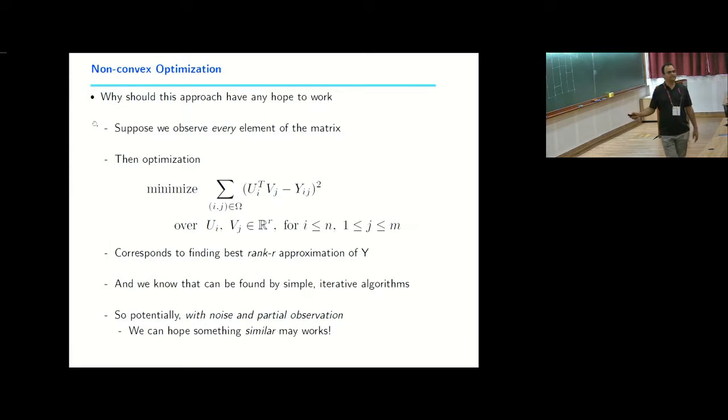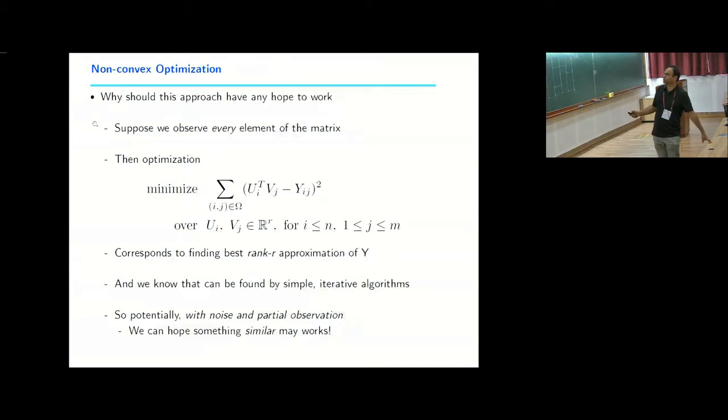Well, this problem says that I'm trying to find the best rank R approximation of my matrix, and we know, for a variety of reasons, wherever you learned it, that it has a unique solution, and this can be solved through, let's say, power iteration for that matter, right? An iterative algorithm. So that means that at least in the exact setting, we know how it will work.